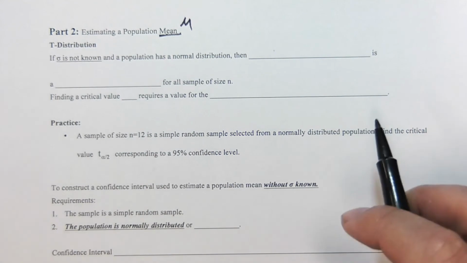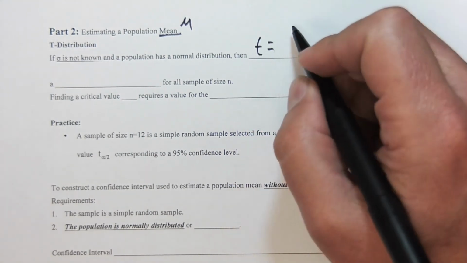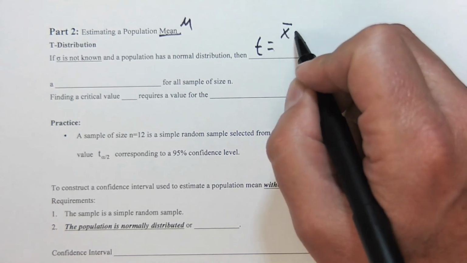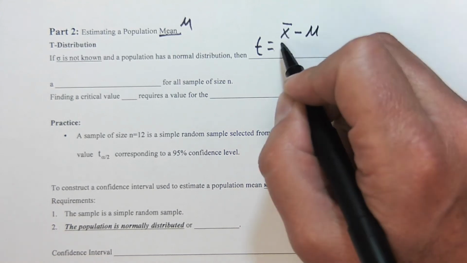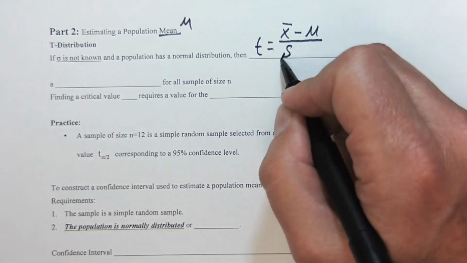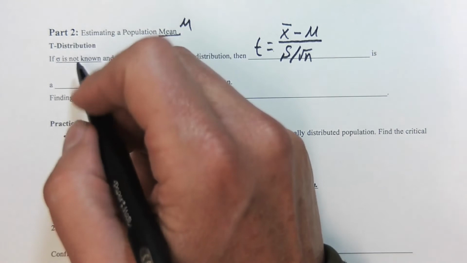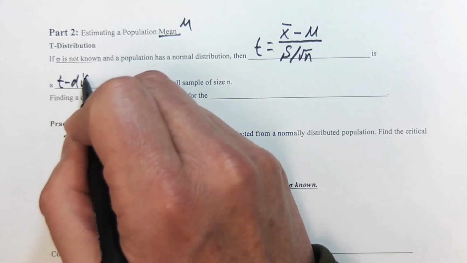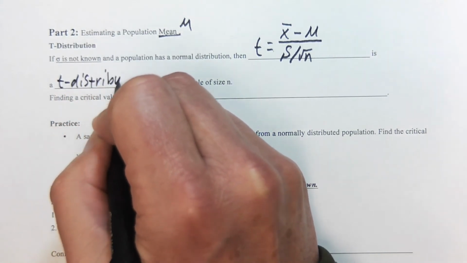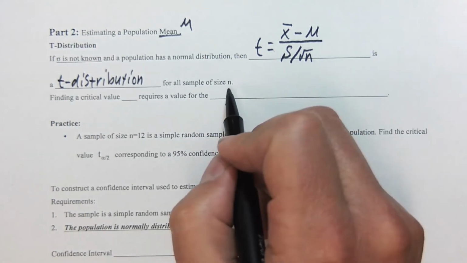deviation is unknown. And we have a handy-dandy formula for t. That's going to be the sample mean minus the population mean divided by the sample standard deviation, which is s, divided by root n. That's going to get a little tricky with the calculator, but we'll work it out. And again, this is called a t-distribution for a sample size of n.